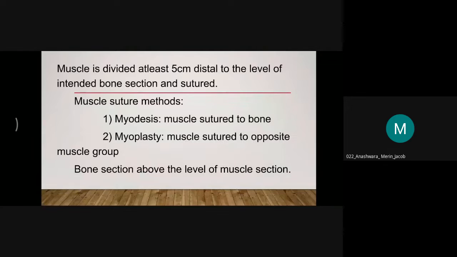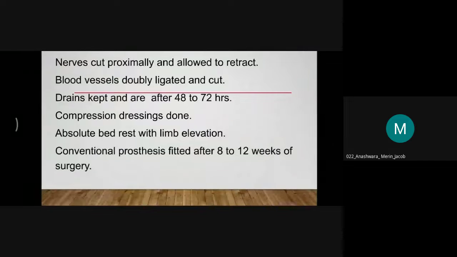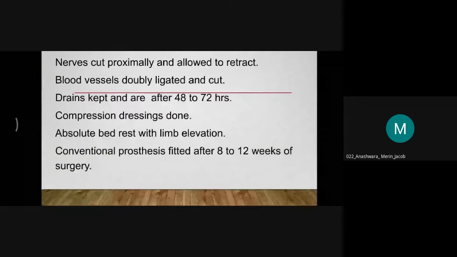The bone section should be above the level of muscle section, and the nerves, this is the most important thing. The nerve should be cut proximal. You cannot explore in the wound proximal to the nerve. What you should do is identify the nerve and pull the nerve out from the wound. You should cut the nerve after pulling it out, which means when you leave the nerve after cutting, it will run away inside, most proximally. We do this because if we cut the nerve at the level of the wound itself, it will cause post-operative neuralgia.